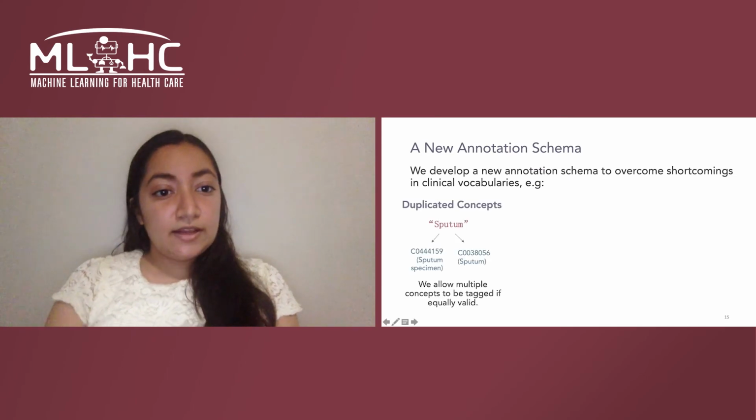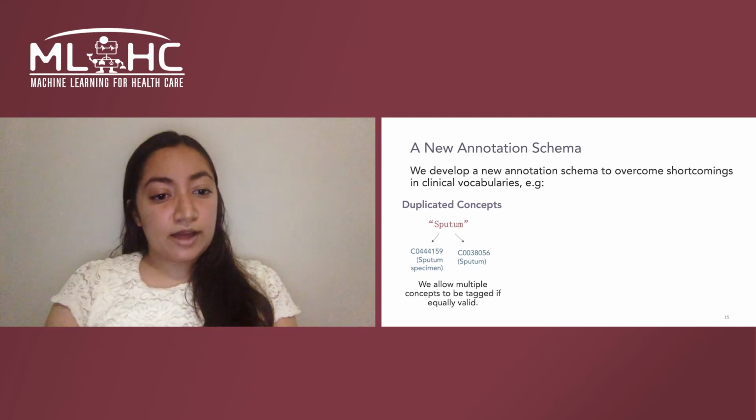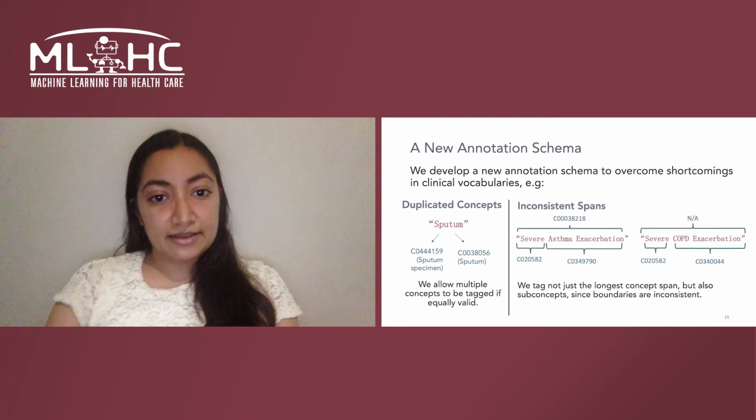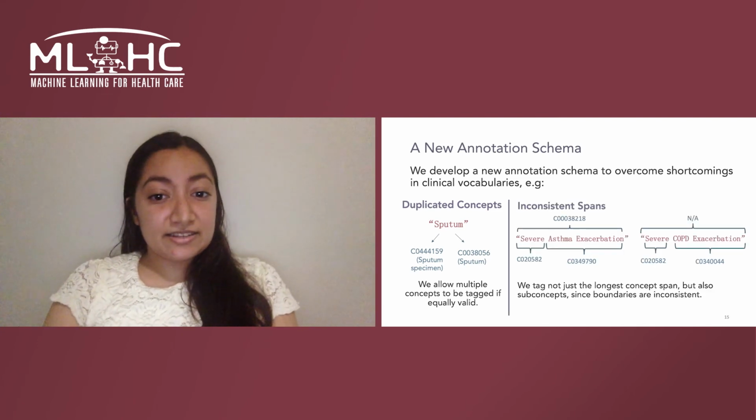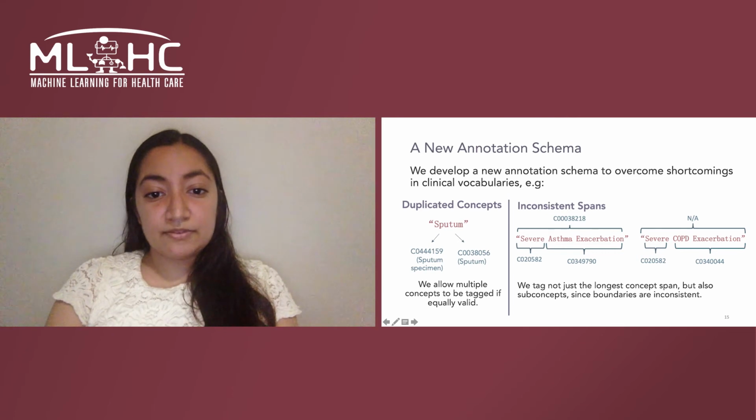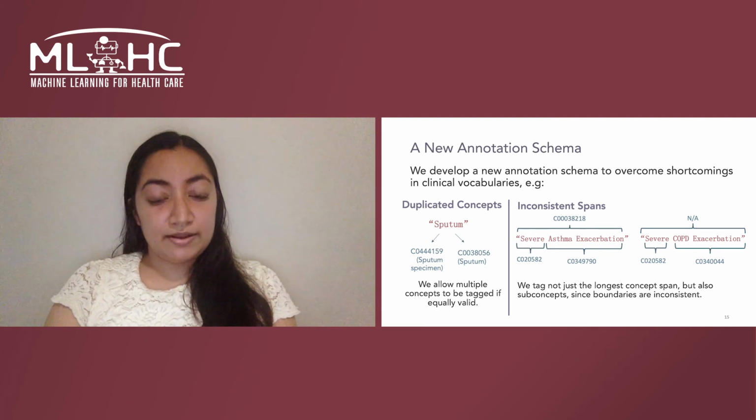For example, duplicated concepts. Here we can see sputum equally maps to two different concepts, so we allow multiple concepts to be tagged. Additionally, inconsistent spans. You can see that there's a concept for severe asthma exacerbation, but not a concept for severe COPD exacerbation in the vocabulary. As a result, we don't just tag the longest concept span, but any subspans.